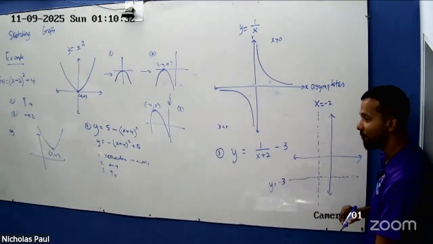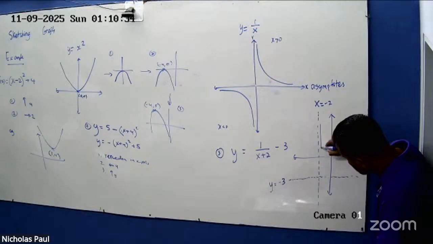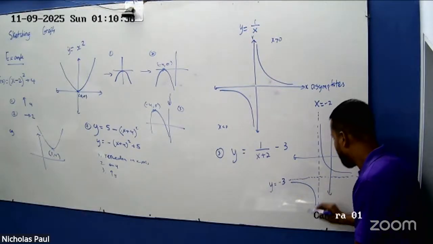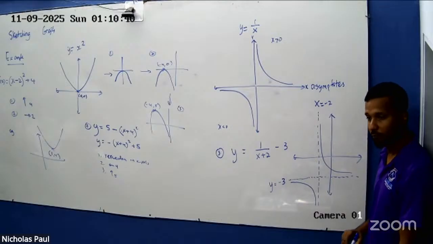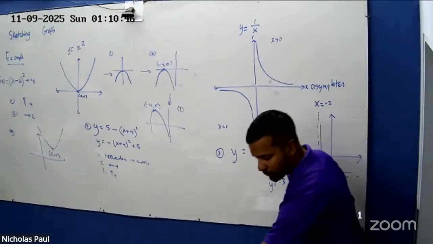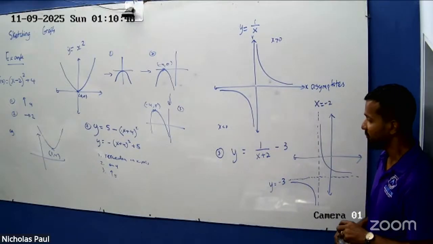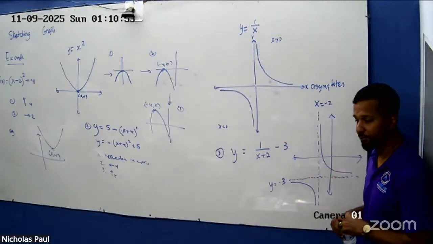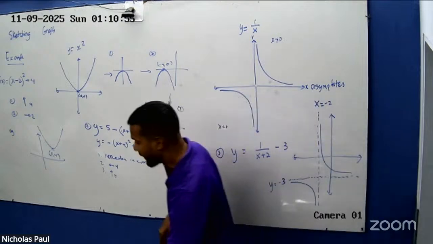How will the graph look? Here and here. Everybody okay with that? So it looks like that. Easy, right? Copy it down. Try one from us.